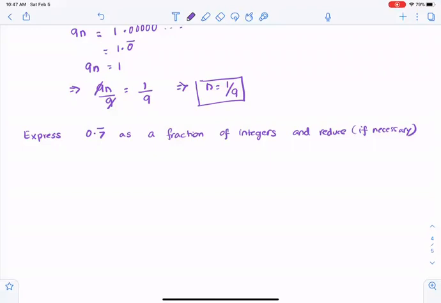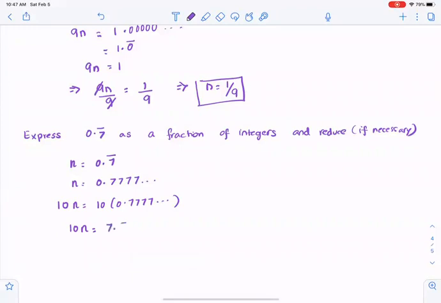So we want to write 0.7 repeating, with the sevens repeating, as a fraction. So I'm going to set n to be 0.7 repeating, which would simply mean 0.7777 keeps on going. Since only one digit is repeating, I'm going to multiply both sides by 10. Multiplying by 10, we move the decimal to the right by one digit, so 10n is 7.777.